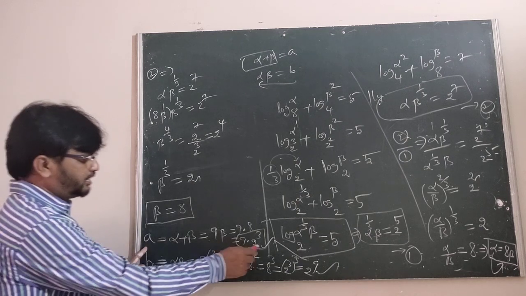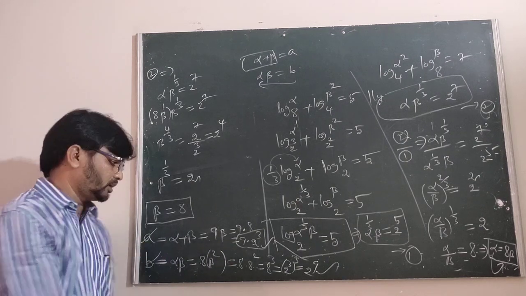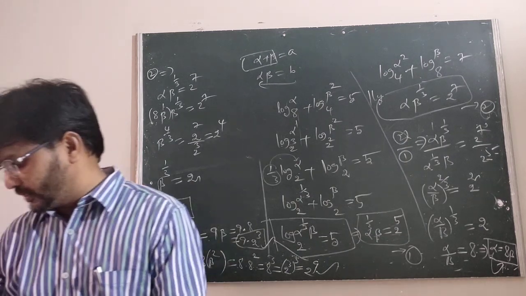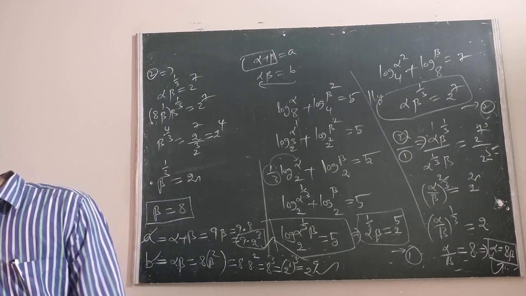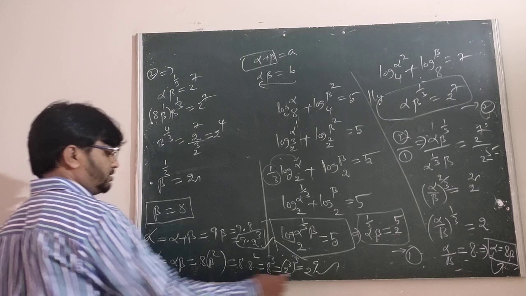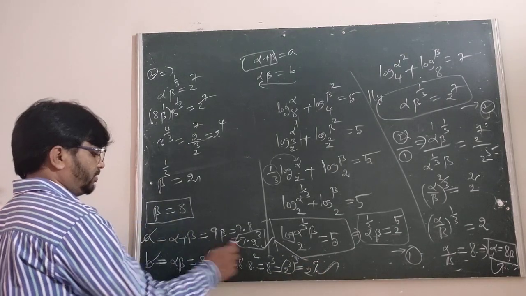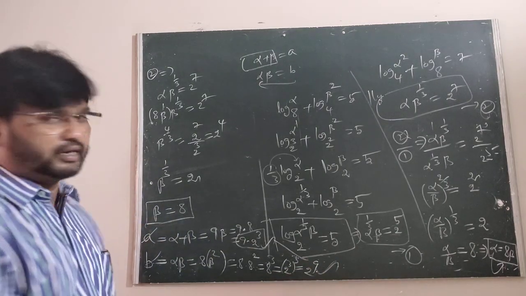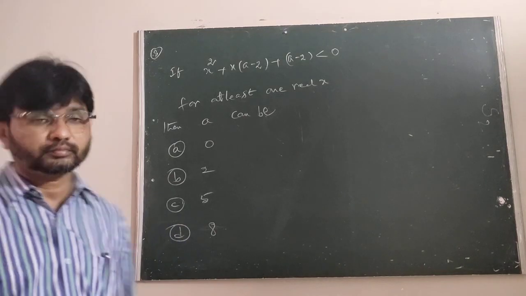The A value is 9 into 2 cube. The two options are correct. In the options, one B value is 2 power 9, and the other is 9 into 2 cube. Therefore, the B value is 2 power 9 and the A value is 9 into 2 cube. These are the answers.